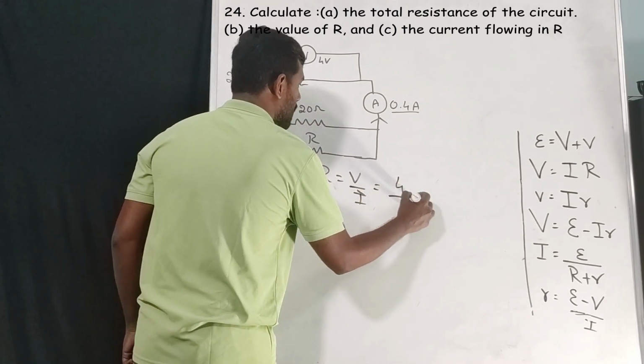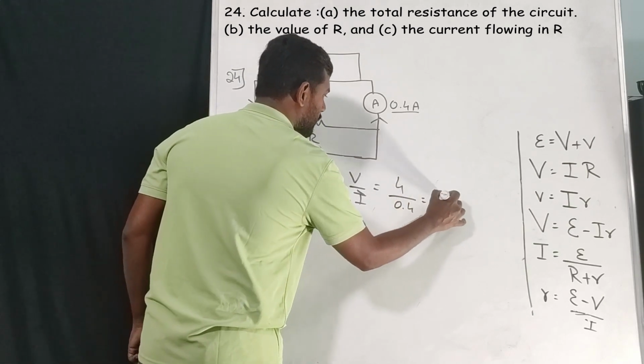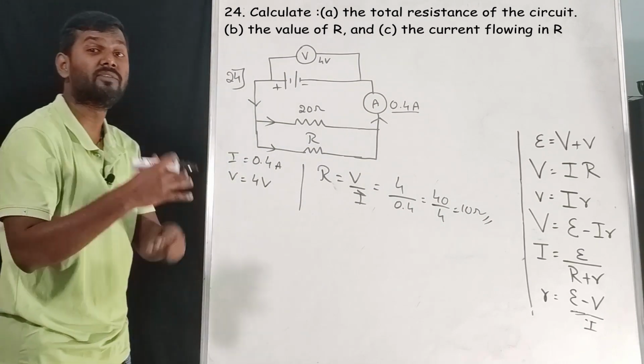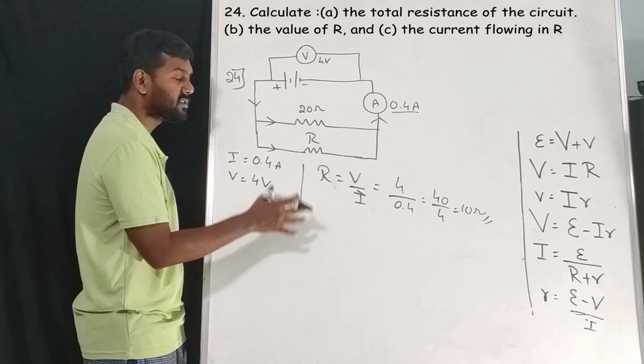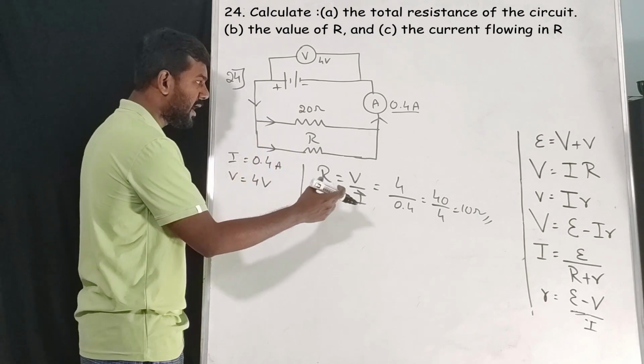4 volts. And what is I? 0.4. So this will be 40 by 4, that is 10 ohm resistance. The equivalent resistance, the total resistance or equivalent resistance, is nothing but 10 ohm. So what do you mean by that?